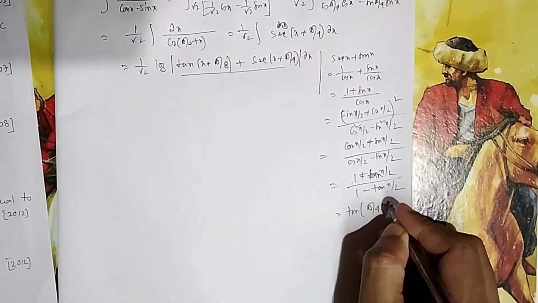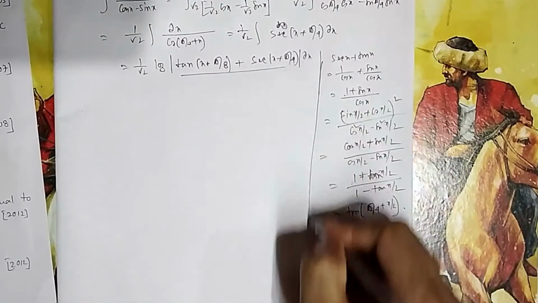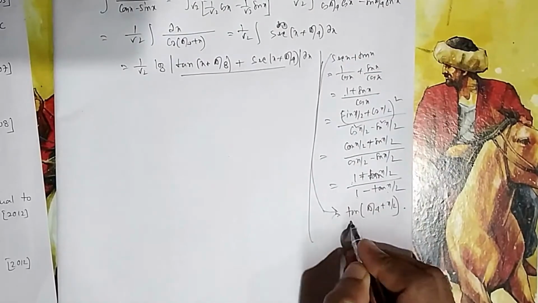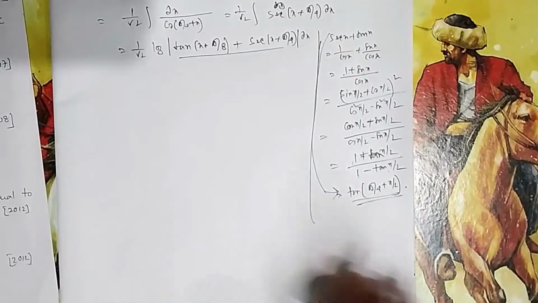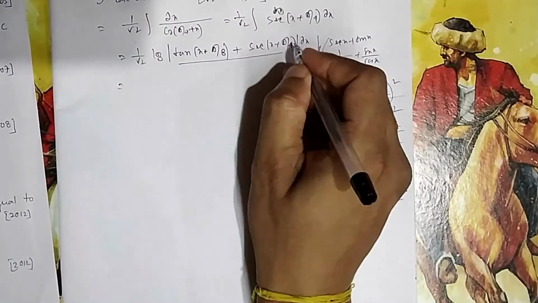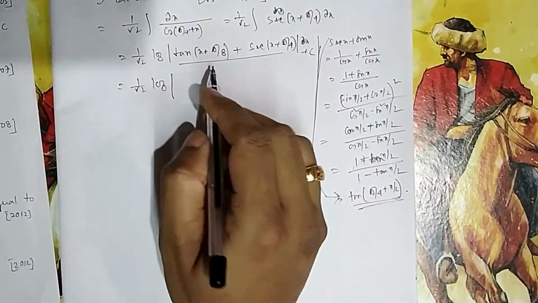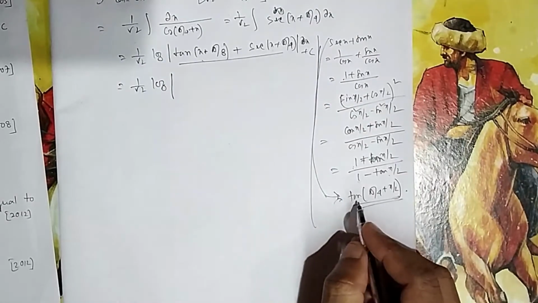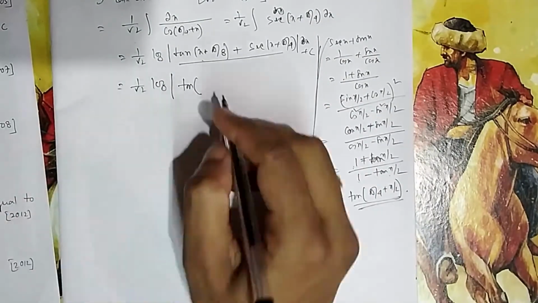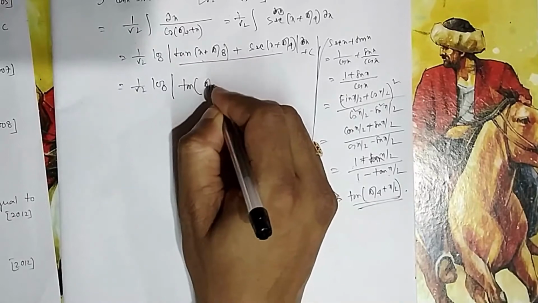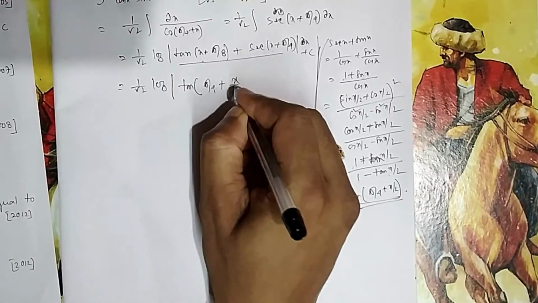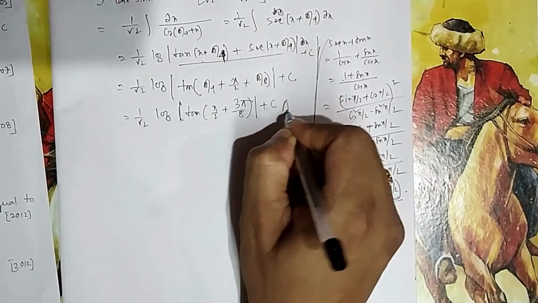So it becomes of this fashion, and you remember this one. Instead of sec x plus tan x, one can write tan of pi by 4 plus x by 2. So we can use that one here. So plus c. So 1 by root 2 log, in place of sec plus tan x, we can use tan of pi by 4 plus x by 2. Here pi by 4 plus x is divided by 2, so by 2 it is pi by 8 plus x by 2. So the answer will be this one.